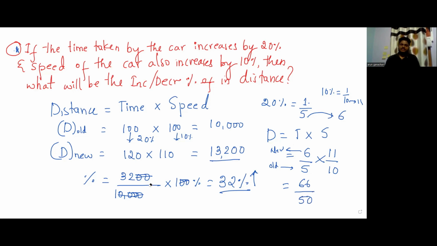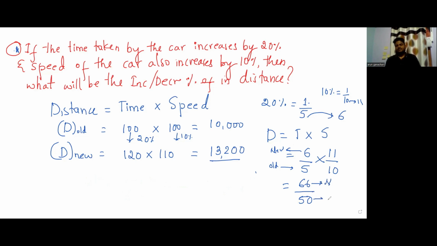Understanding what we did here? We did 66 divided by 50. 66 is new and 50 is old. Now same formula. What is the change? 66 minus 50, that is 16, divided by what was original, 50, into 100%. What is that? 32%. Getting this? You can do it like this also.